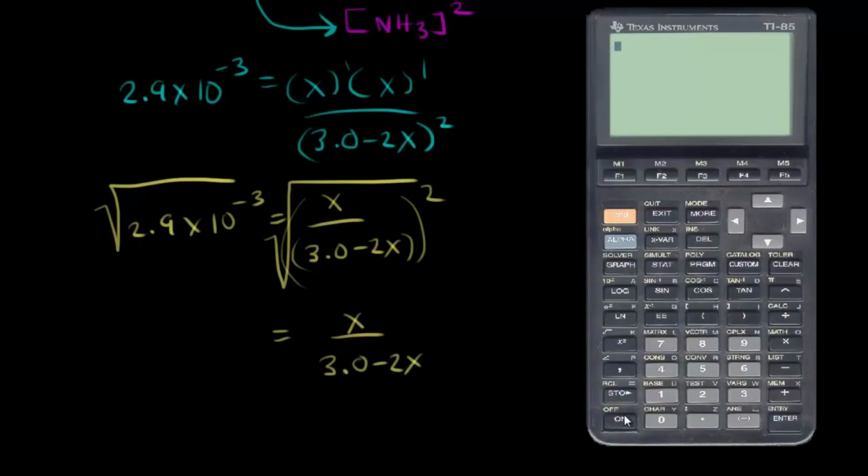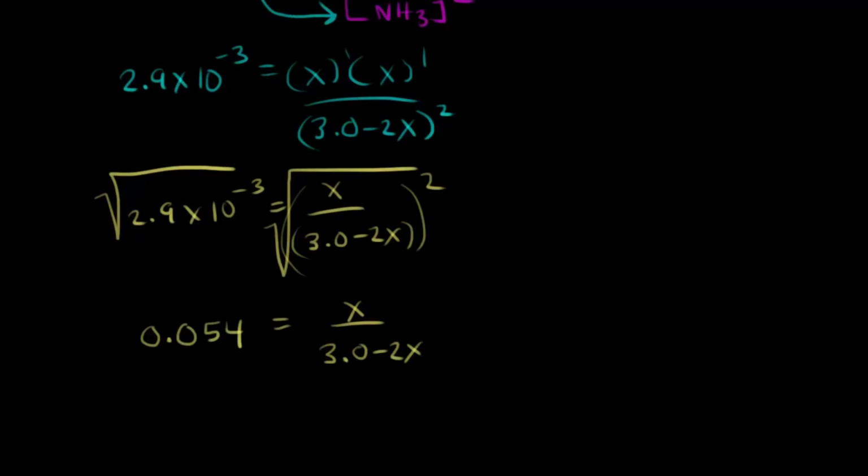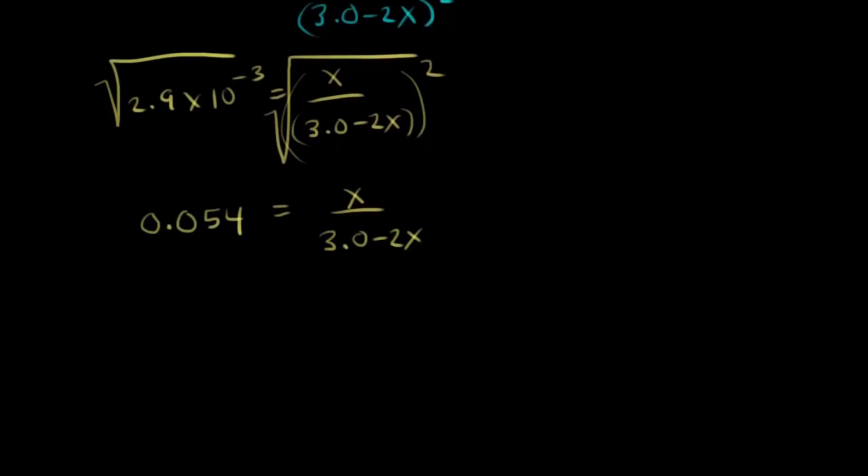And let's take out the calculator to do the other one. So the square root of 2.9 times 10 to the negative 3rd is equal to, let's round that to 0.054. It just makes it easier here to round that. So 0.054. Our goal is to solve for x. Our goal is to solve for the molar solubility. So we can multiply both sides by 3 minus 2x. So when we do that, we would have this.